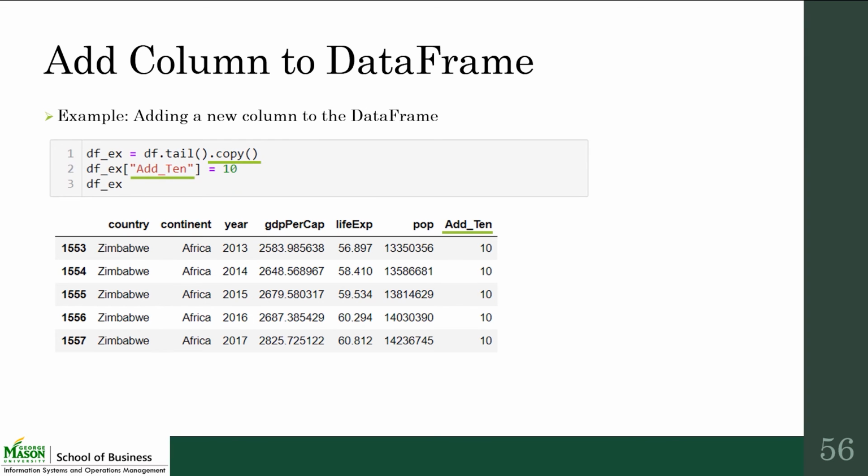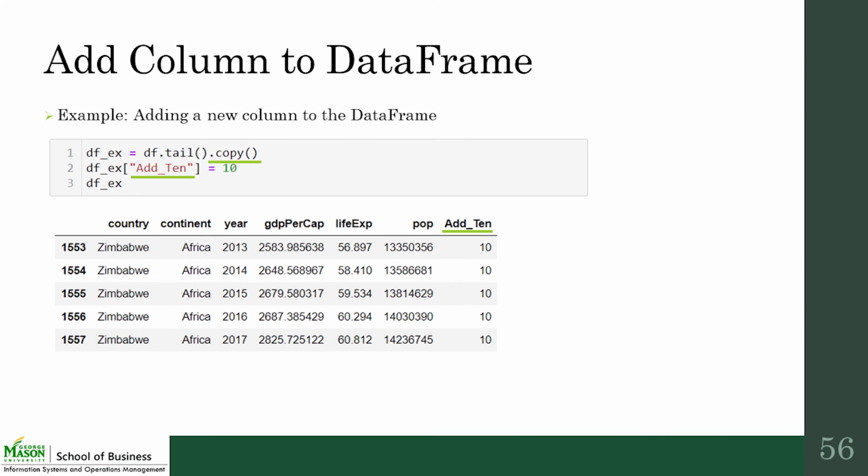Adding a new data column to a data frame is similar to updating a dictionary using square bracket notation. Let's take a look at lines 1, 2, and 3. Line 1 consists of the df_ex variable, which stores a subset of the last 5 rows of the df data frame using the tail method. Line 2 is code to add a new data column called add_10. The name of the data frame is entered first, and then a set of square brackets will include the name of the new column entered in as a string.